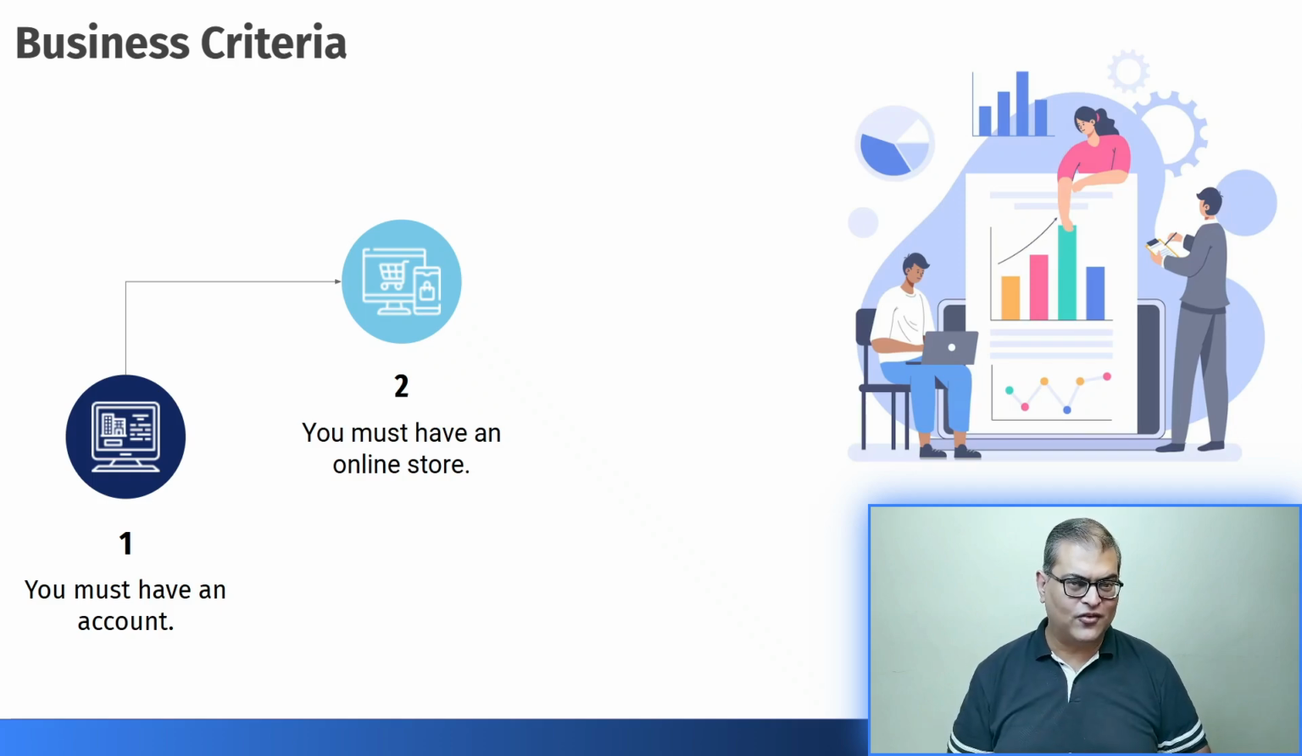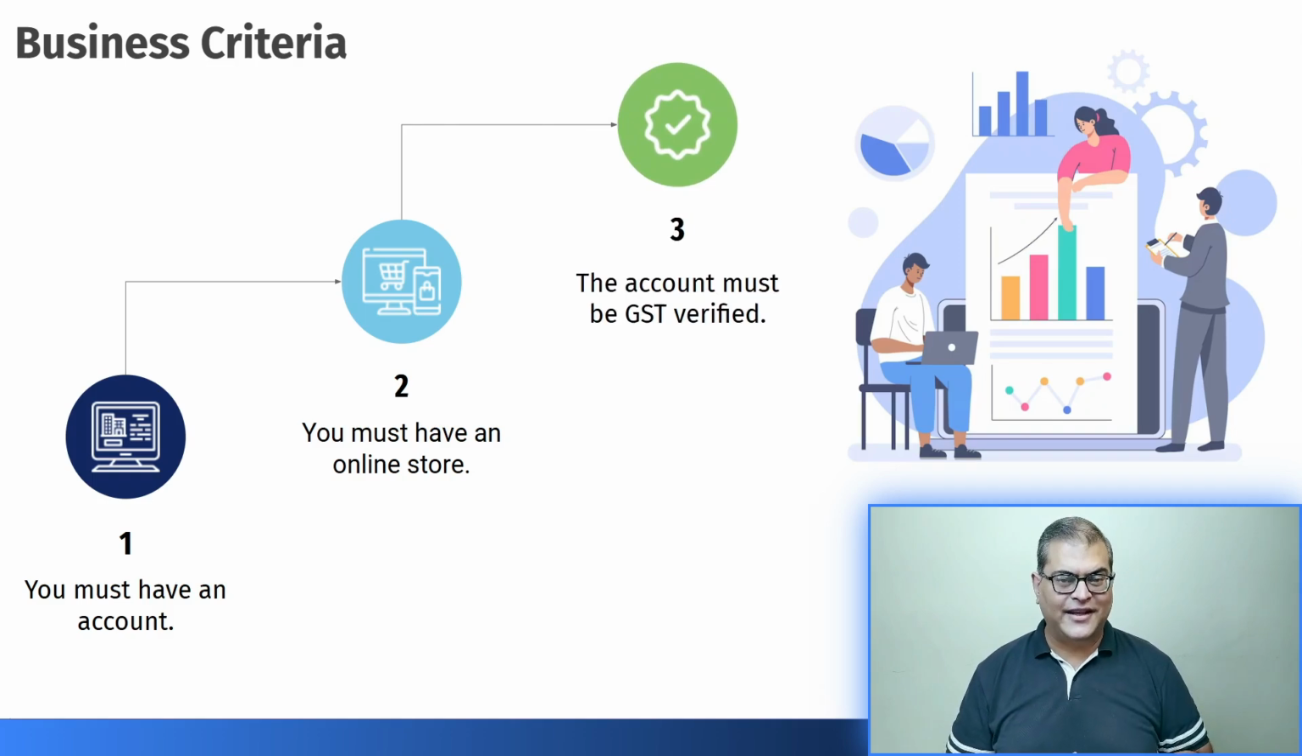Let's understand what the third one is. The third criteria is that you must have verified the GST, or the account that you have created on GlobalLinker should be GST verified, right? Again, simple. So these are the three simple business criteria that you have to comply with.